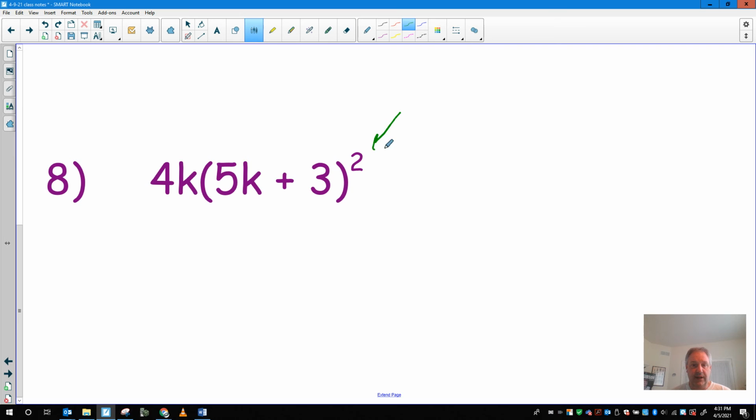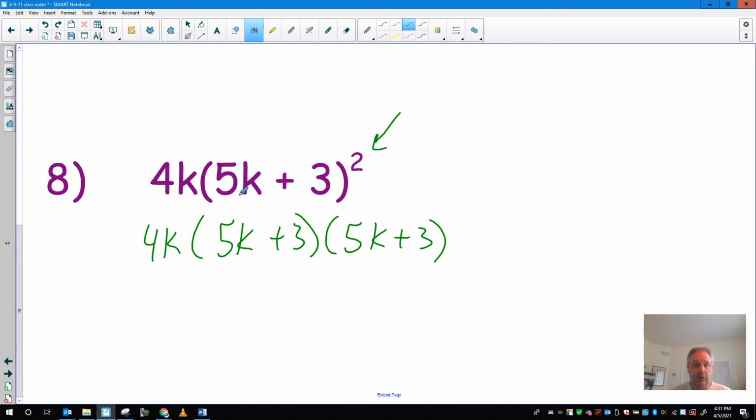Remember, be careful. These are not conjugates. This is what we did at the beginning of the lesson. So I'm going to write this twice. When I write it twice, that means I'm writing the exact same thing. It's easier to FOIL first and then distribute at the end. So I'll have 4k times this quantity. Now, again, I can either use the formula or just FOIL, whatever you would prefer.